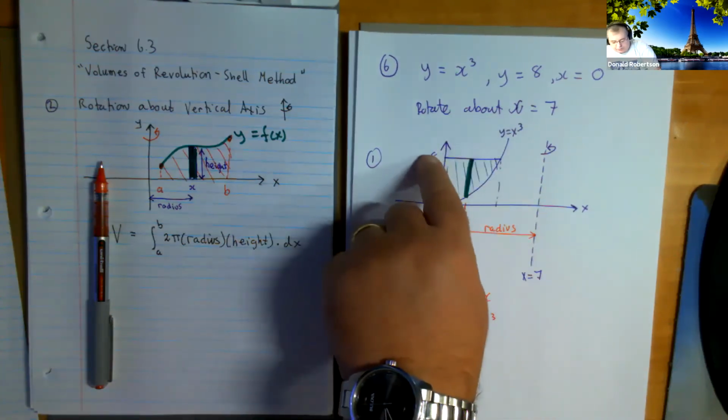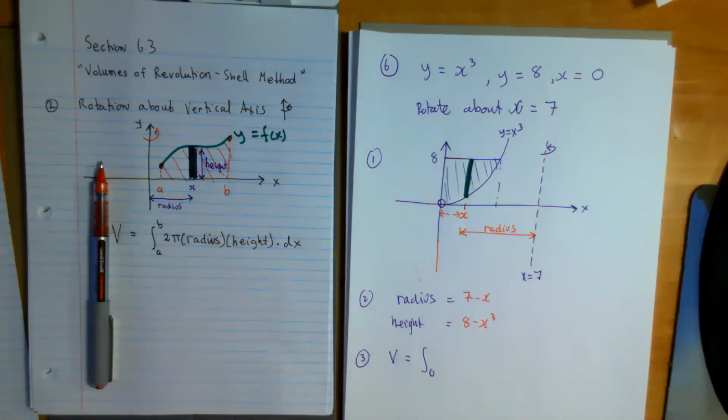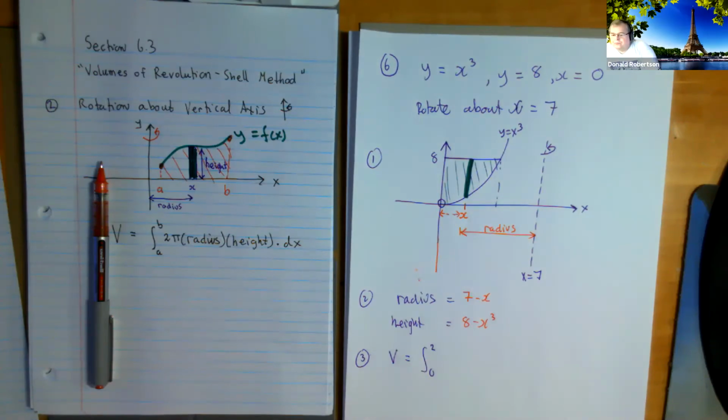That's the clue. Where they intersect? Yeah, and you know they intersect at 2? You can check it, but they do. Isn't 2 cubed 8, so they intersect at 2? X equals 2. So 0 to 2.